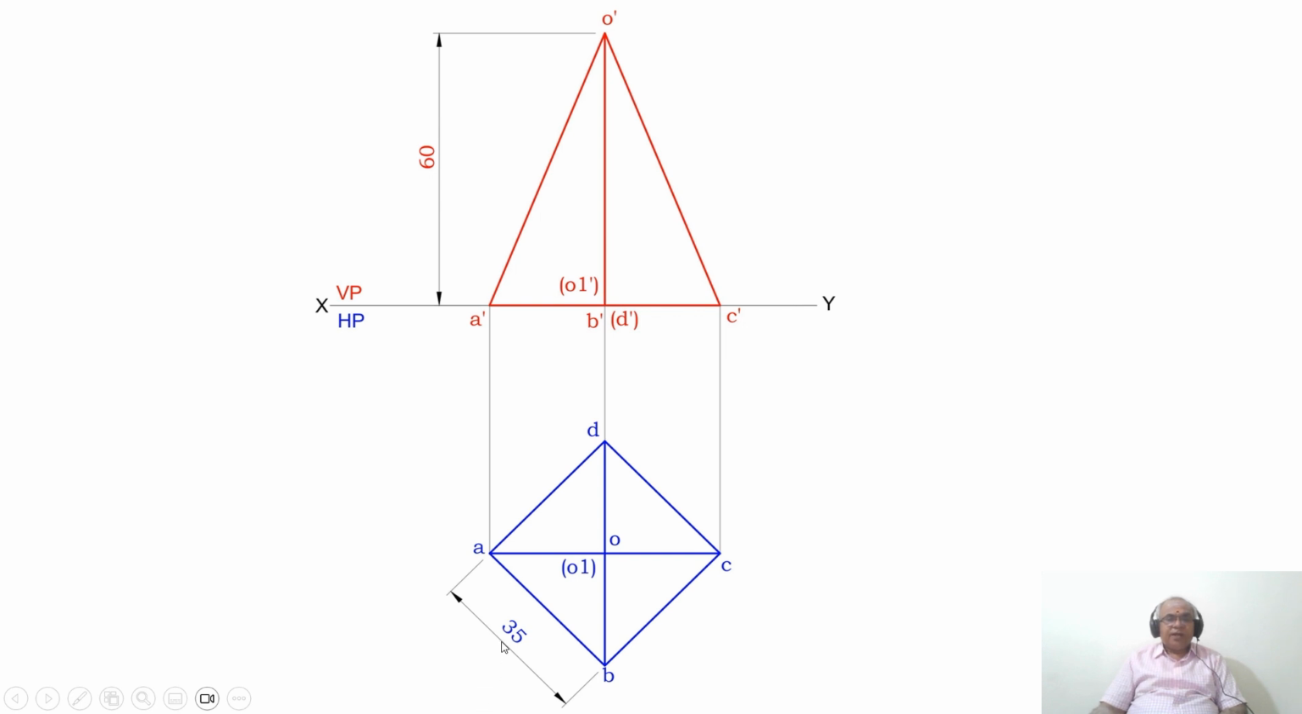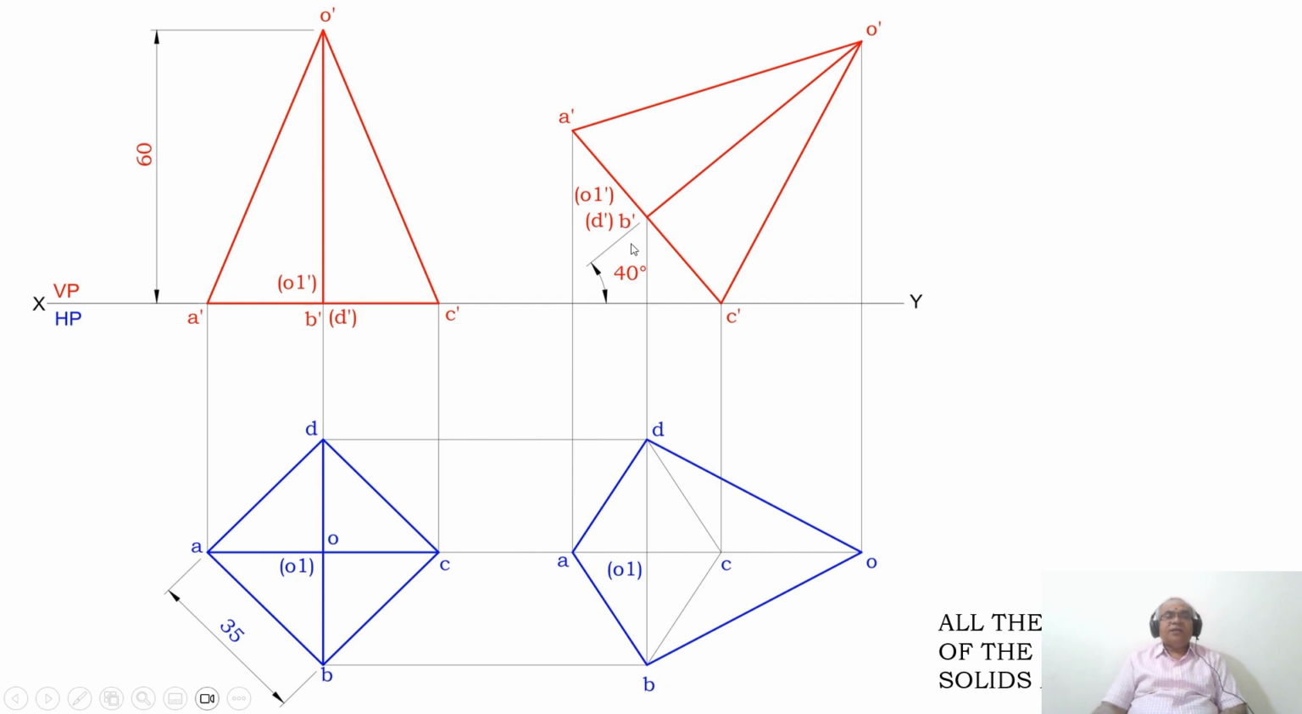As you look from the front view, A, B, C is near to the observer, so A dash, B dash, C dash is visible, and D is away from the observer. Therefore, D dash will be in bracket, and also O1 dash will be in bracket. Then join O dash to A dash with a dark line, O dash to B dash with a dark line, and O dash to C dash with a dark line. Then join A dash to C dash with a dark line. So this is how you write the initial position of the square pyramid both in the top view and in the front view.